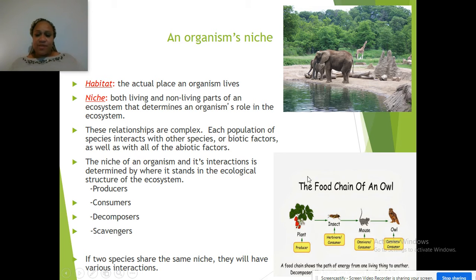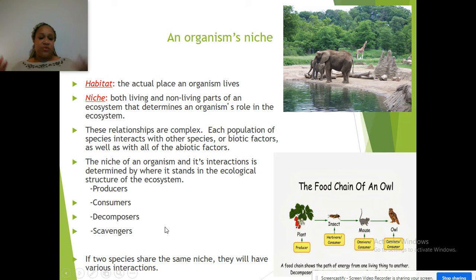All right. Now I have this over here, the food chain of an owl, just to show you a producer and a consumer, and notice these are three consumers, right? So you have your primary consumer, your secondary, and tertiary.